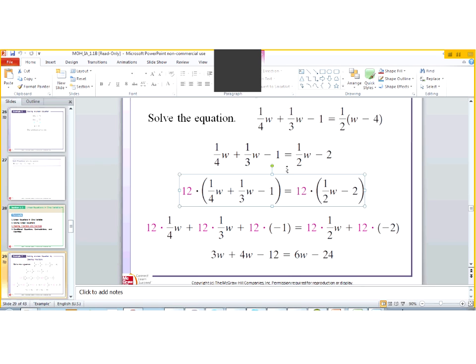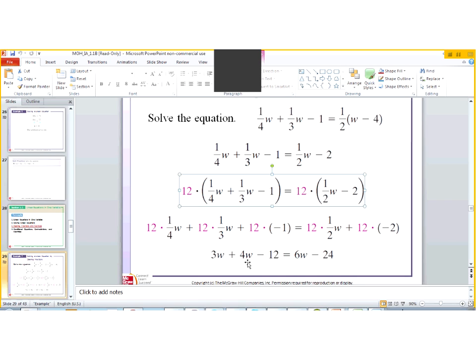Right, so the first thing you do is multiply each term by the LCD, and that is guaranteed to get rid of all the fractions. Some of these numbers become larger, like this -2, when you multiply by 12 becomes -24, that's okay. But now we don't have any fractions, we have a linear equation. So are we okay up to this point?